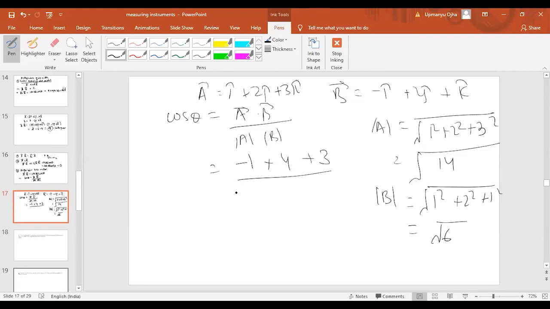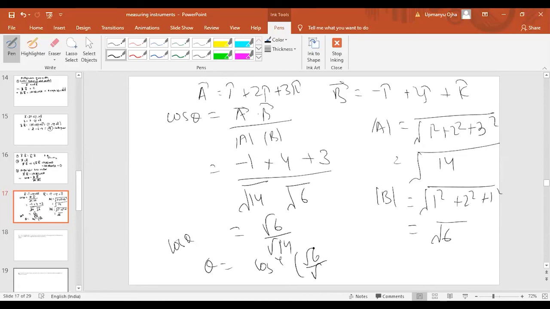So we get mod of a equal to root 14. Mod of b is equal to root 6. This value will come as how much? 6. So we get root 6 by root 14 is cos theta. So theta will be equal to cos inverse of root 6 by root 14. In this way, we can find the value of the angle between the two vectors if we know the dot product of two vectors. Okay, fine.